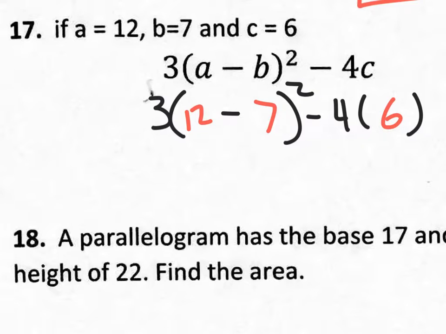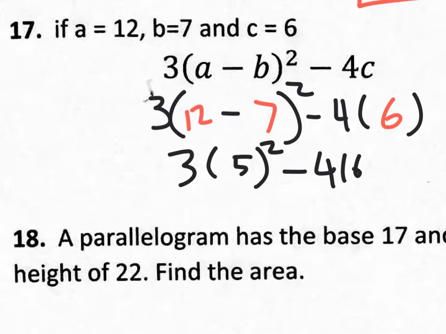Let's just work it out. You start with P, parentheses. You don't start with multiplying. You don't start with exponents. You don't start with subtraction. In parentheses, you have 12 take away 7. So you really have 3 times 5 squared minus 4 times 6. And now we could do exponents.